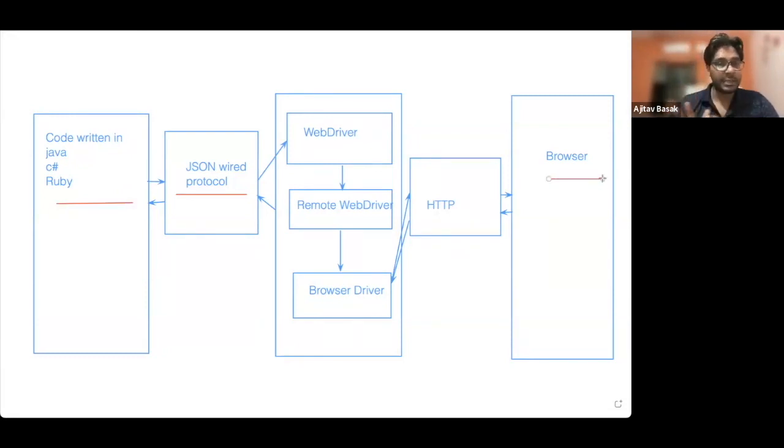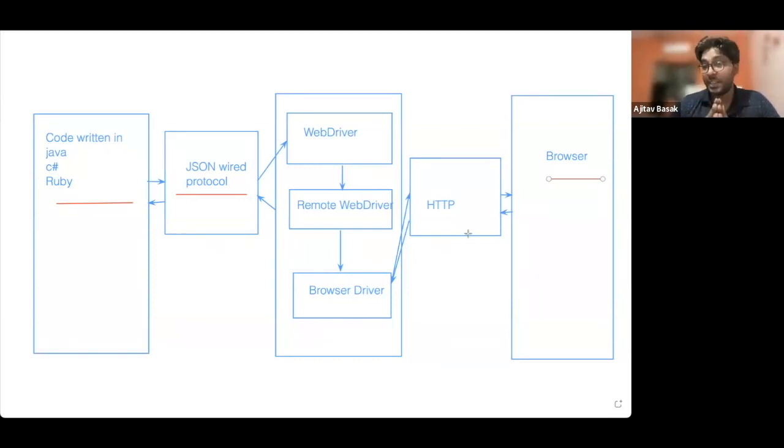What I mean to say is, the browser does not understand our native language like Java, C Sharp, or Ruby. It understands its own language. The code that we write does not understand what the browser says. So there's a gap between both of them. The things that we see here, the JSON wire protocol or HTTP, act as a translator.